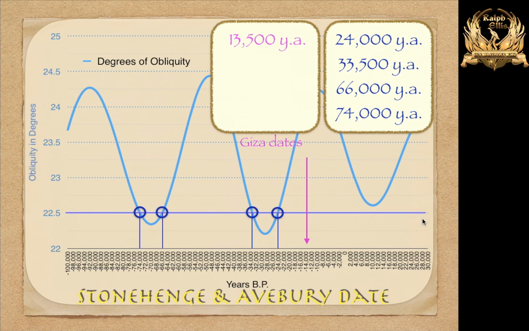But of course, the Giza date is a precessional date. And we don't have to go for the first precessional cycle in the past. We can go back to previous precessional cycles. Now remember, the precessional cycle is about 26,000 years long. So let's draw on those other precessional cycles.